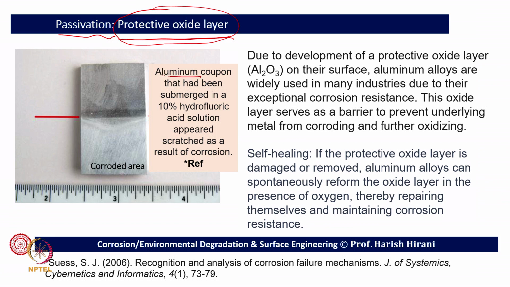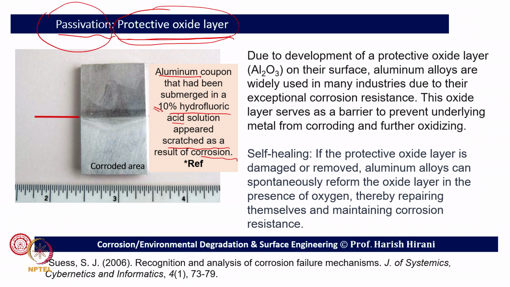Here we can start with aluminum. Aluminum has a very good resistance towards corrosion, but you can see here if the aluminum is submerged in hydrofluoric acid, which I am showing at 10%, on the higher side, we can find some scratches, and these scratches are because of the corrosion. So, the first thing is that aluminum is not completely corrosion resistant. It gets corroded, but it makes a layer. That is what we call passivation: this passive layer prevents further corrosion.